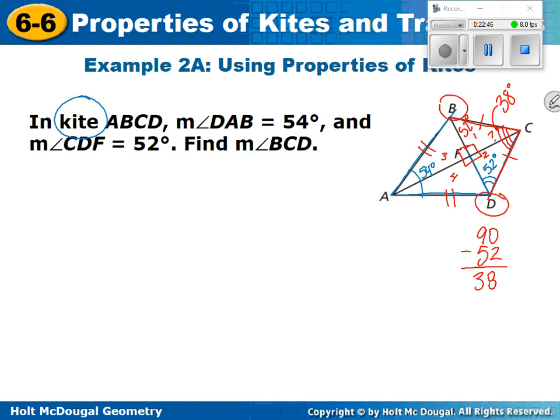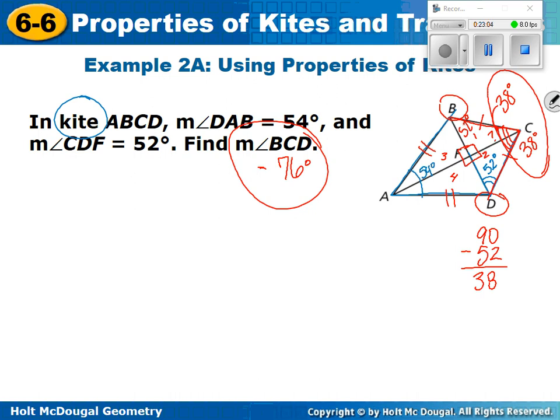And then if this is 38, then this angle had to be 38. And so this whole big angle was how much? 76 degrees. Questions on the first one? All right, I love that. That's a great way to do it.